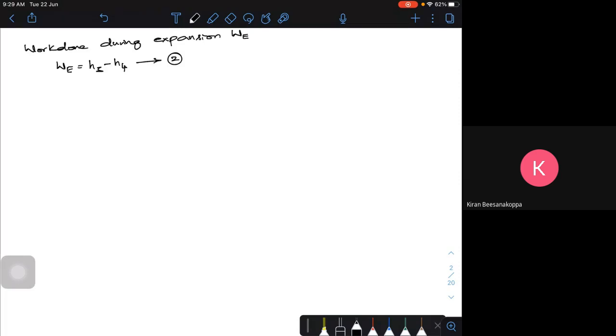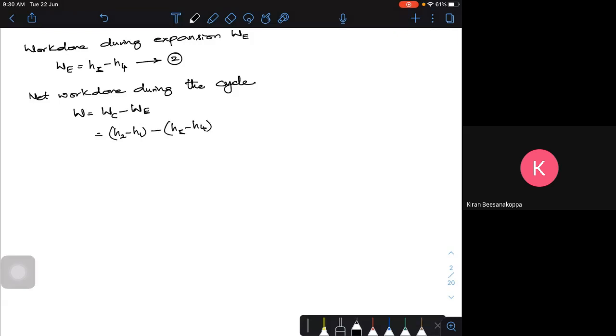Net work done during the cycle. This is negative, but still I am showing it as positive. That is W equals WC minus WE, which equals H2 minus H1 minus the quantity H3 minus H4. This is your net work done. I am calling this equation number 3.